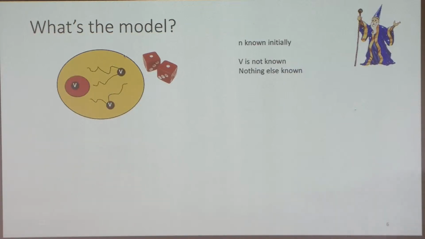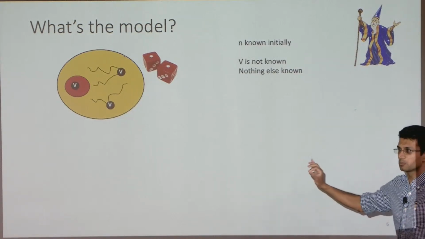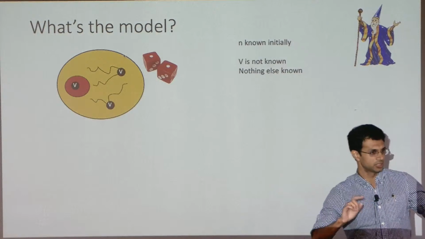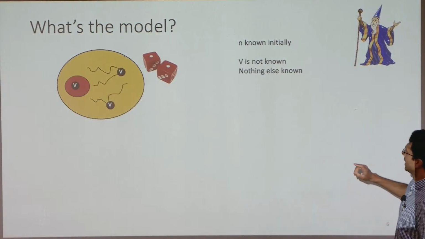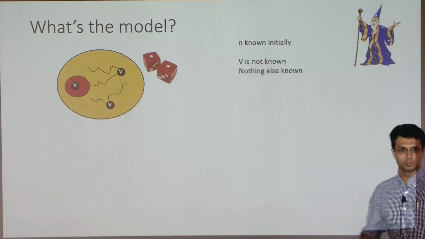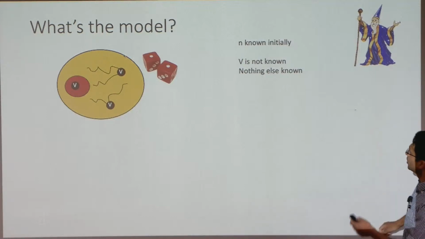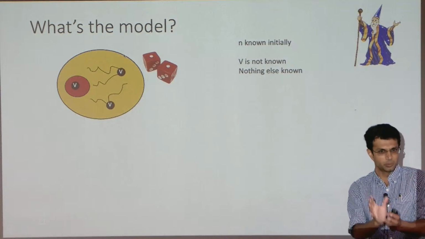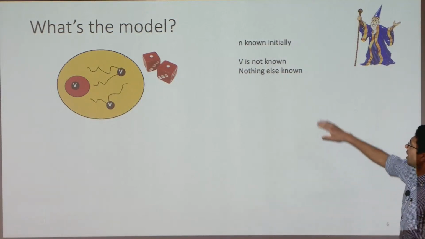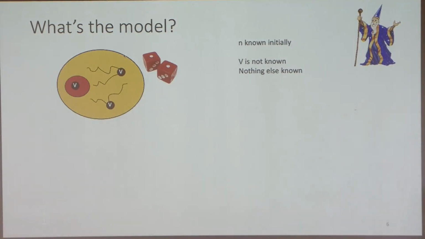And so now let me be a bit more precise. What is the model by which we're accessing the graph? This becomes an important point, and I'll come at the end to a sticking point between applying these things in practice. So initially, let's assume that n, the number of vertices, is known. Let's assume that we don't know the set of vertices itself, we don't know the IDs. So nothing else is known. You just know the number of vertices in the graph.